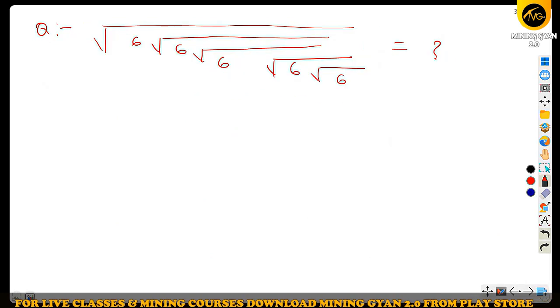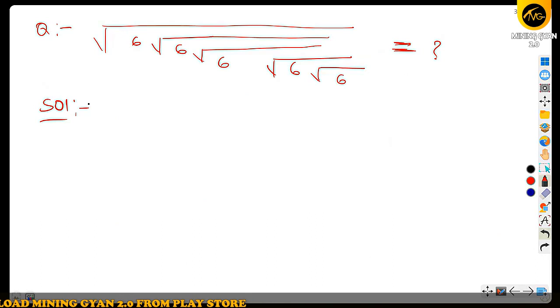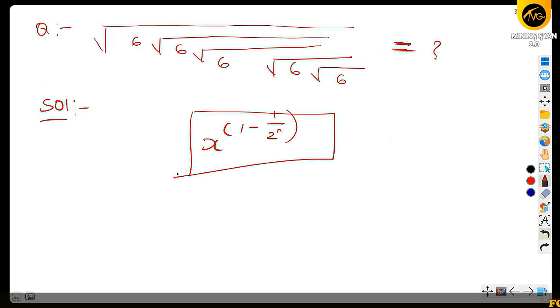Now another example of the same type: root over 6 under root 6 under root 6 under root 6 under root 6, and there is no infinity sign. It directly asks what the value of this under root expression is. In this case we have to use the basic formula to find the answer. What is the formula? Basically the formula is x power 1 minus 1 divided by 2 power n. This is the basic formula to find the answer. Clear?